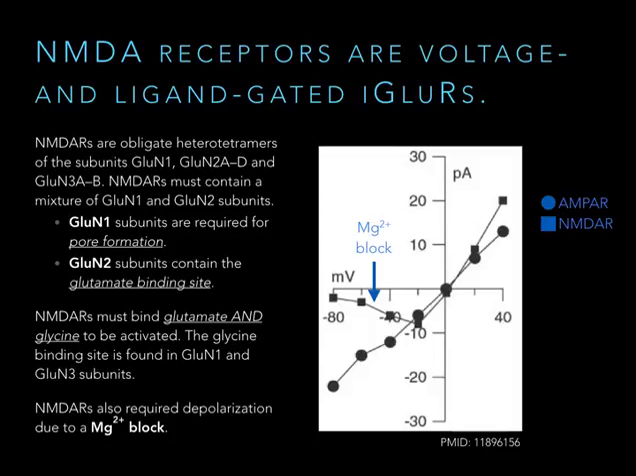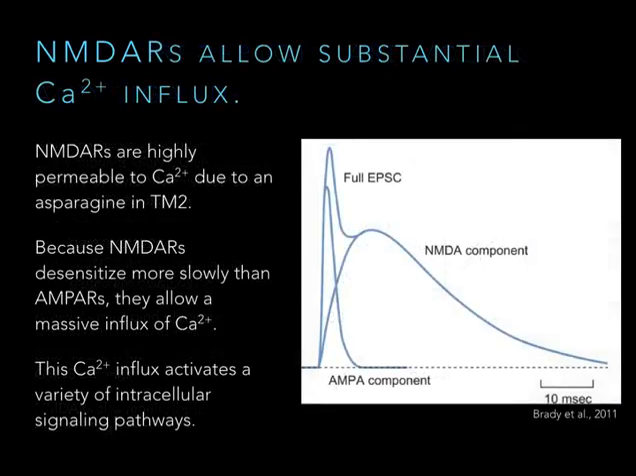This makes the NMDA receptor a molecular coincidence detector because it's only active if glutamate and glycine are binding and the neuron has been previously depolarized. The importance of this will come up whenever we talk about learning. This is very, very important. And we want to restrict the activity of NMDA receptors because they don't desensitize as rapidly as AMPA receptors.